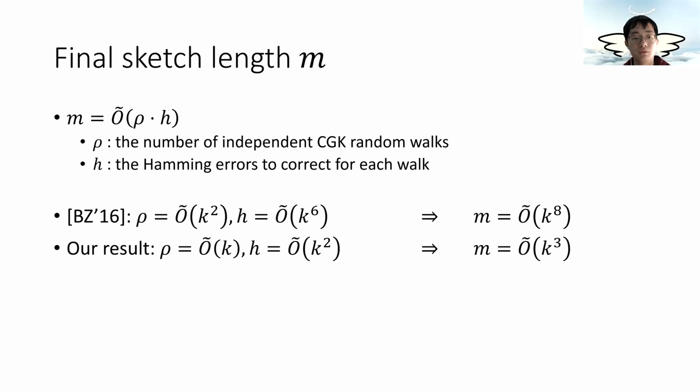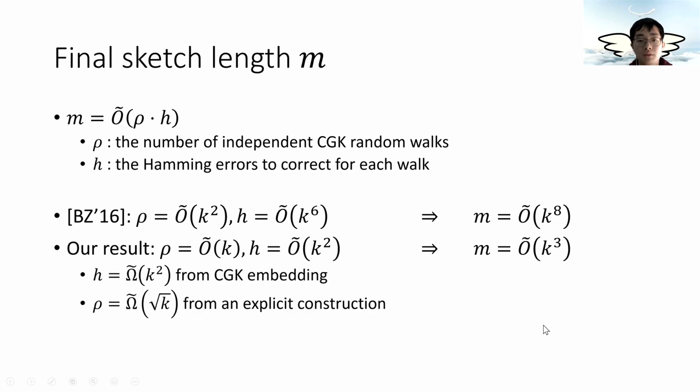And we improve their results by a more involved and detailed analysis, which shows rho can be set to be roughly k and H can be set roughly k squared. And this gives our result of k cubed. Furthermore, from the CGK embedding, we know that H should be at least k squared, and we also gave an explicit construction showing that rho cannot be lower than square root of k.